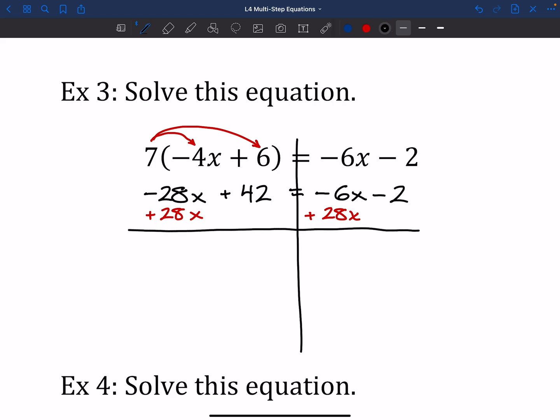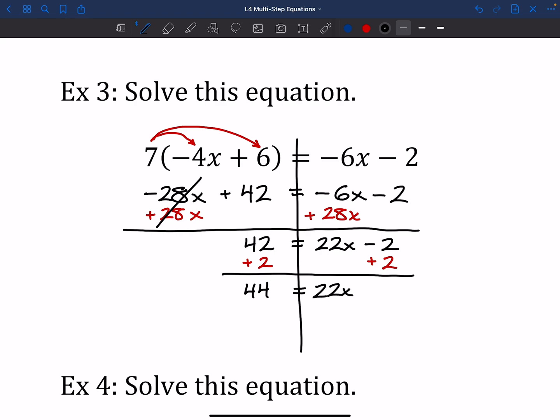When we do that, those 28x's are gone. That 42 sticks around. Over on the other side, negative 6 plus 28 is going to bring me up to 22x, and then that minus 2 hangs on. After that, I need to add 2 to both sides, because I need to move this 2 away from where the variables are. When I do that, I get 44 over here. I get 22x, and those 2's are gone.